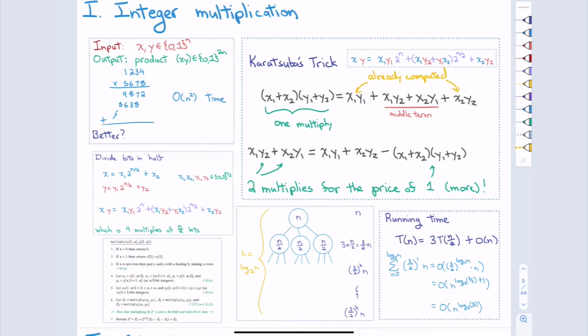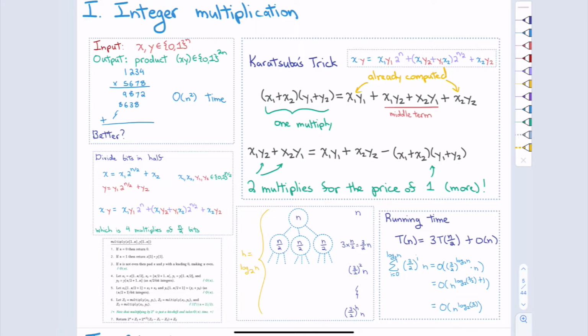So integer multiplication, we're trying to multiply two n-bit integers. And the old-fashioned way was like a table, or this array, that we used to do. It used to take like n squared time.